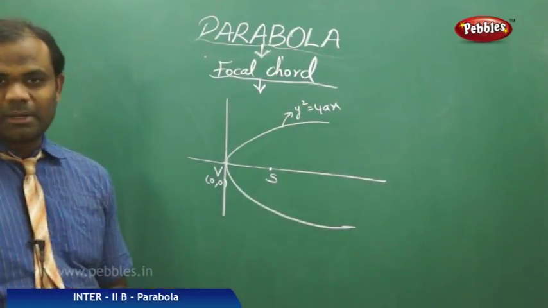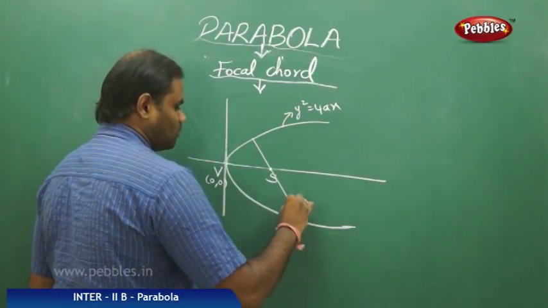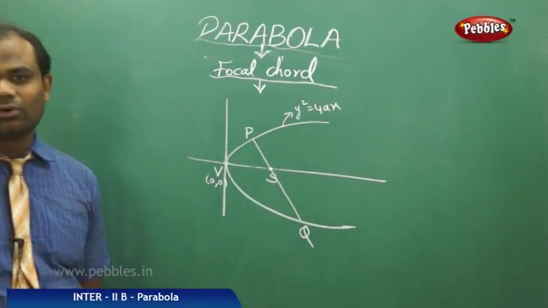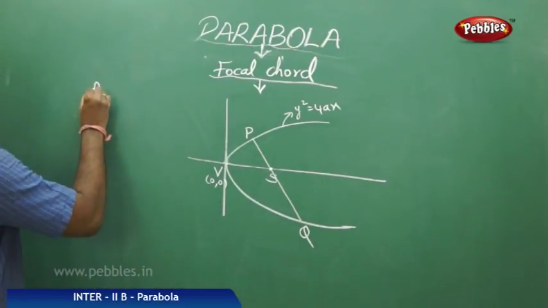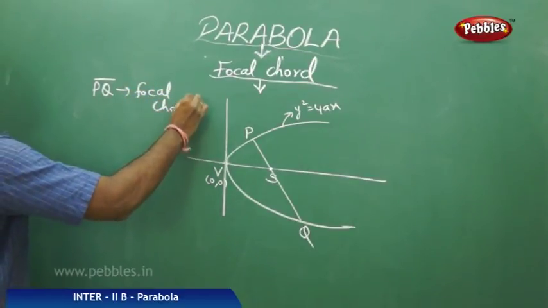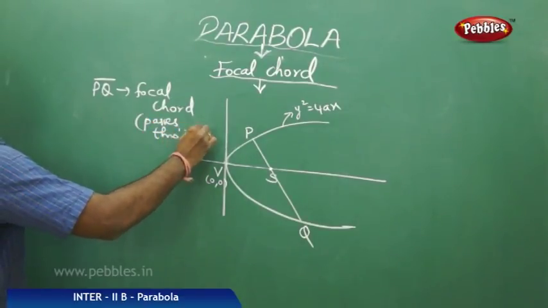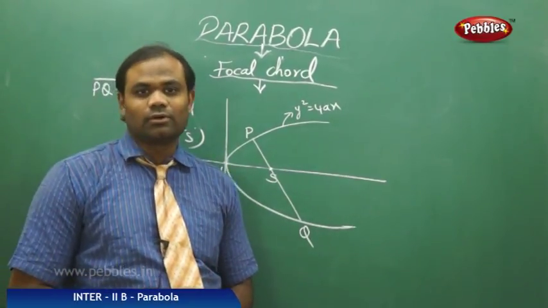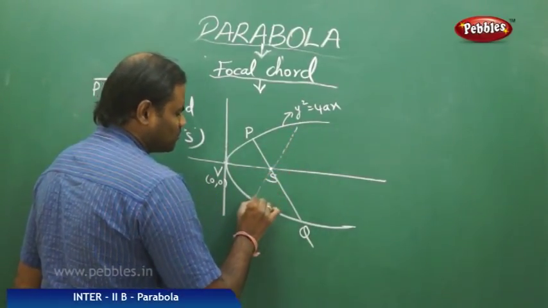So the chords which pass through the focus, say for example, I take a chord which is passing through the focus, then this chord is called the focal chord because this exclusively passes through focus. So here PQ is called the focal chord because this passes through S. Now any line which passes through the focus is called the focal chord. Now as we can see here, there are infinitely many chords which pass through the focus.